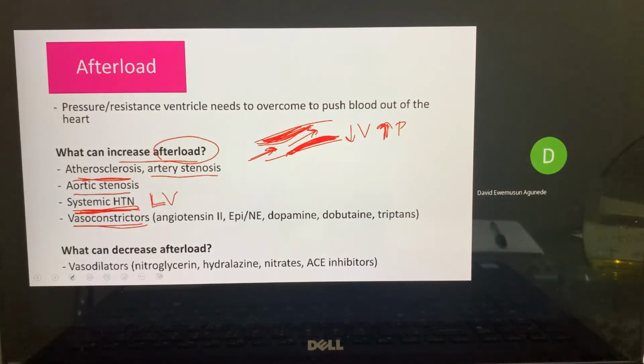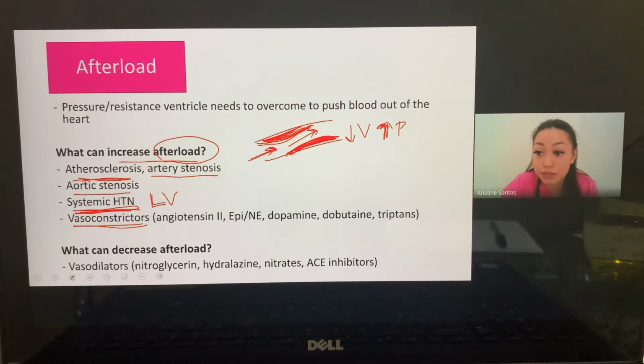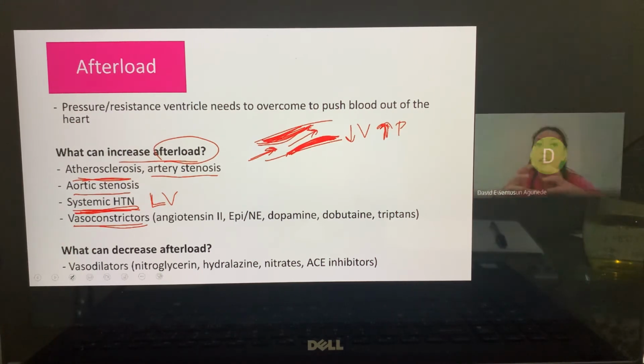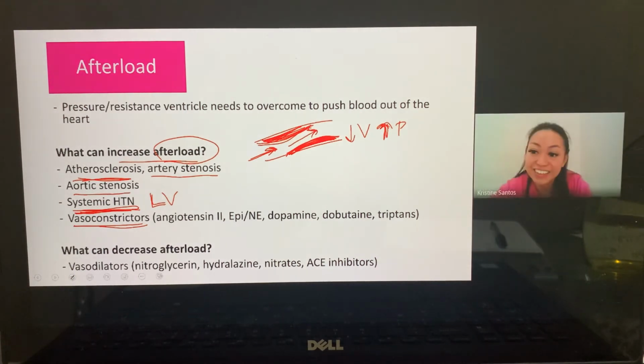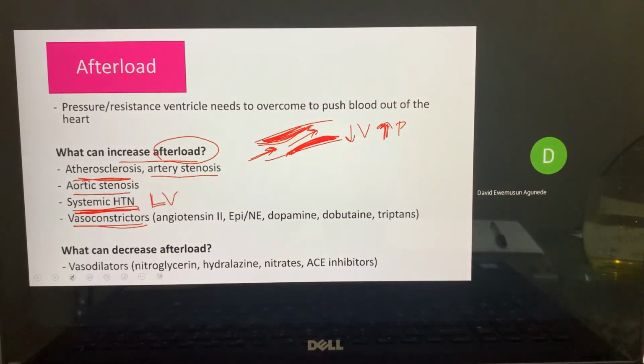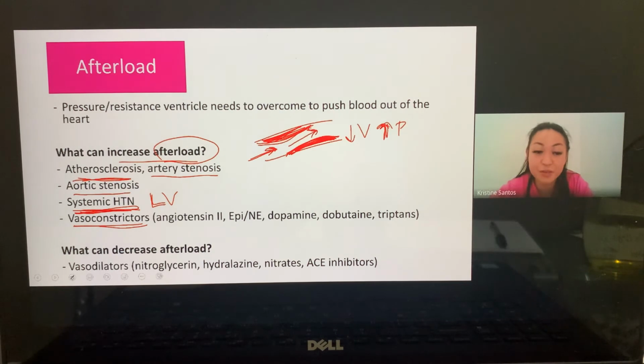So the blood vessels have to widen then? So if the blood vessels widen, that's going to decrease your afterload. Does it have to widen in order to increase the afterload? Yes, it has to widen.